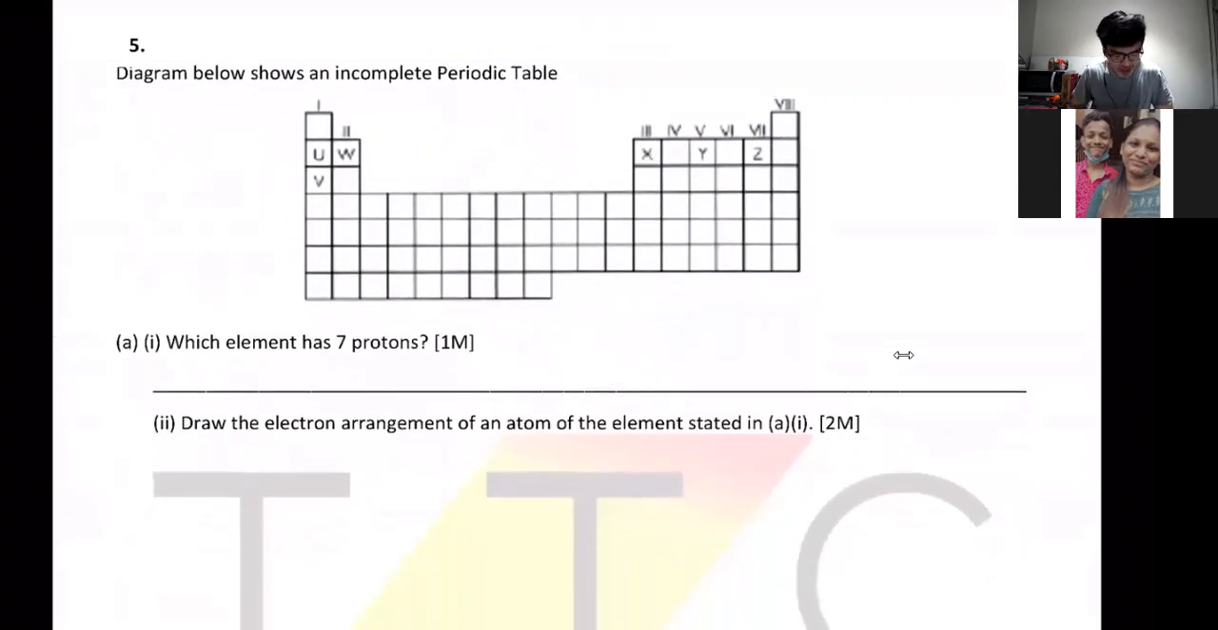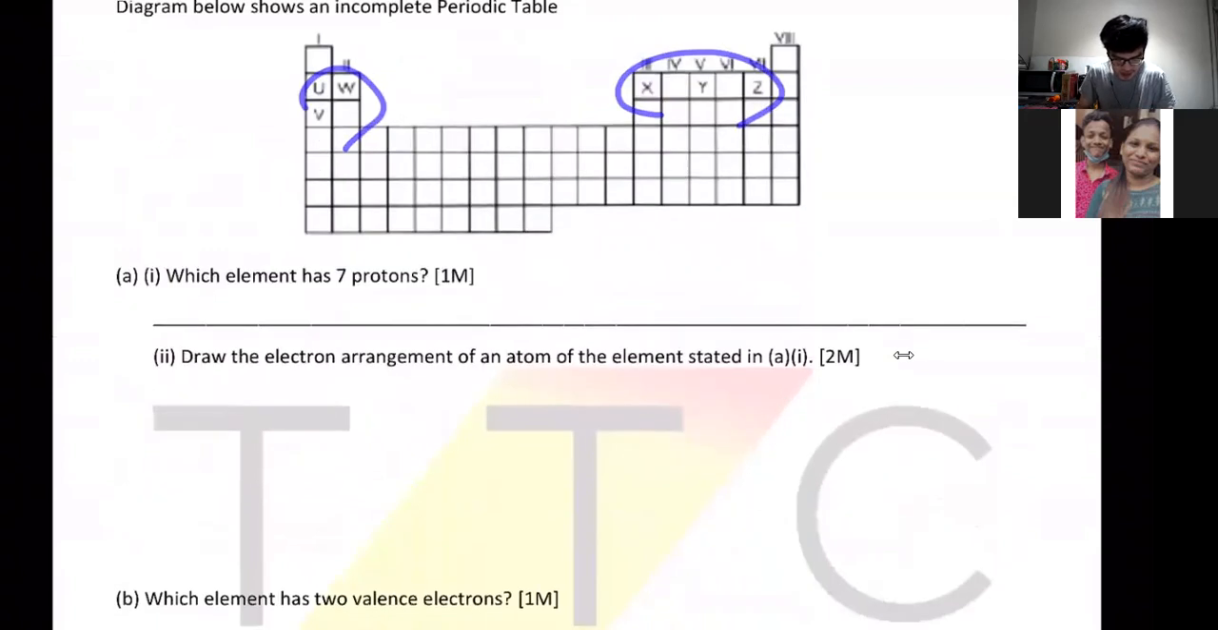Anyway, let's look at number 5. So this is your periodic table, with V, W, X, Y, Z here. Which element has 7 protons? That's very easy. 7 protons, that means 2.5, right? Because 2 plus 5 is 7. So they fill in the first shell 2, second shell 5. So how do we see this? Let me repeat this again.